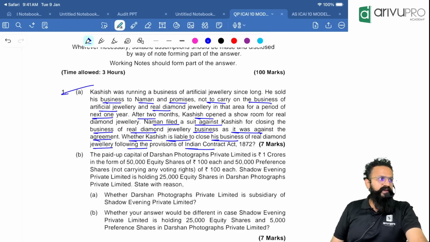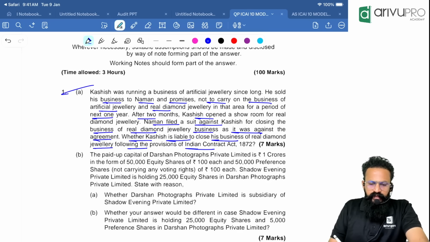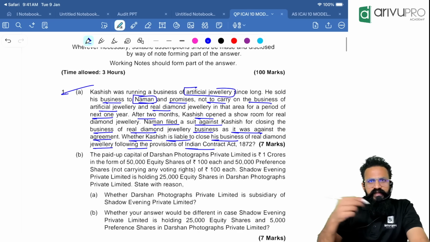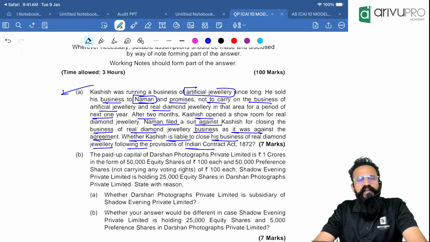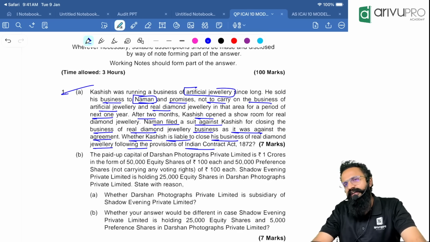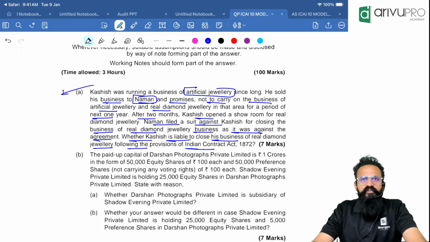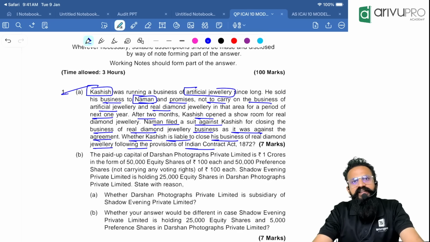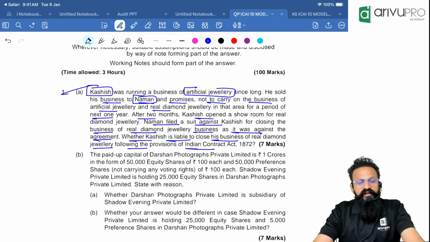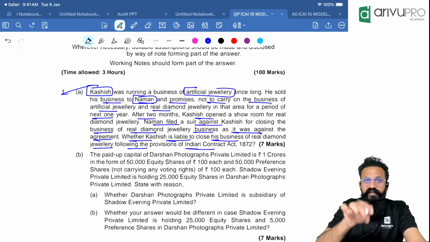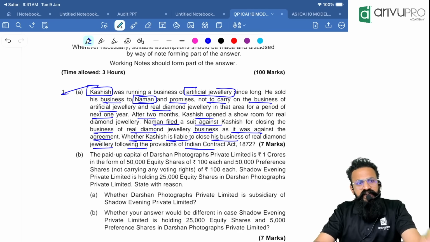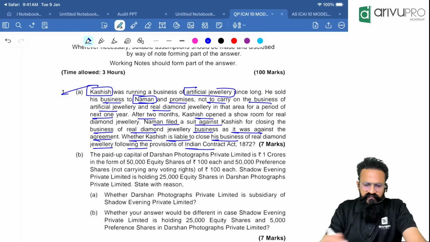So what happened in this case, people? There were two people, Kashish and Naman. Kashish was running a business of artificial jewelry. He sold the artificial jewelry business to Naman. But while signing, he said, I'm giving you artificial jewelry, and in the future, I'm not even going to start an artificial or real jewelry business, because it is going to be competing. Now, the question is, if Kashish, even after signing the contract, actually starts the real jewelry business, will it be considered a breach of contract? Will Naman have any right over Kashish?